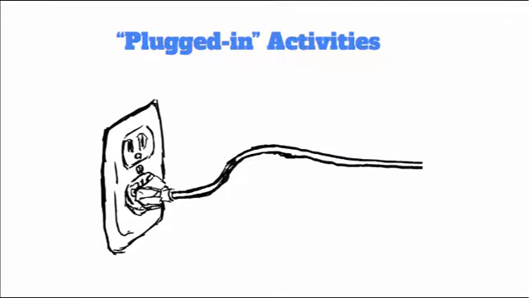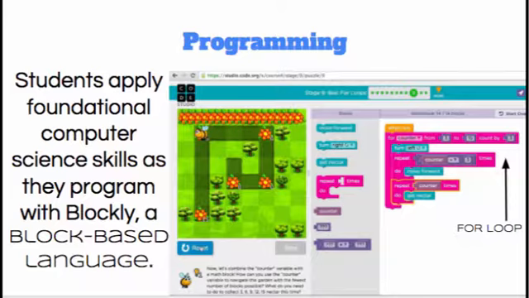In addition to unplugged activities, there are plenty of opportunities for students to be plugged in, trying applications, software, robotics, and I'm going to show you a few of them. In the beginning of the year, students begin programming with Code Studio, which is created by code.org. Students will apply the foundational computer science skills as they program with Blockly, a block-based language. And you can see an example of the block-based language are those colorful snapping blocks that click together.